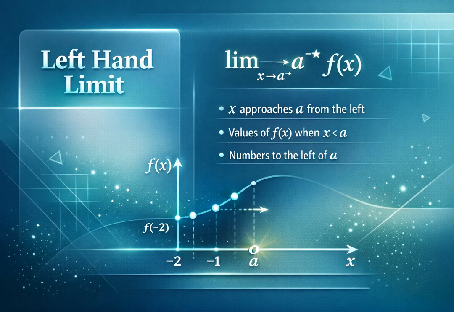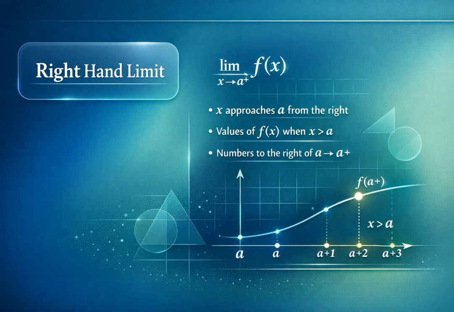The left-hand limit considers x approaching a from values less than a. We write limit as x approaches a minus of f of x. This is dictated by the values of f of x when x is to the left of a. Think of approaching a from the negative side on the number line.